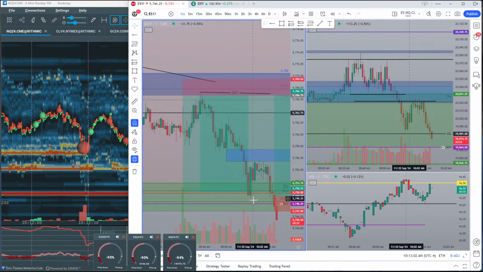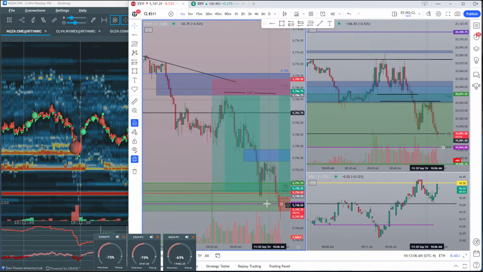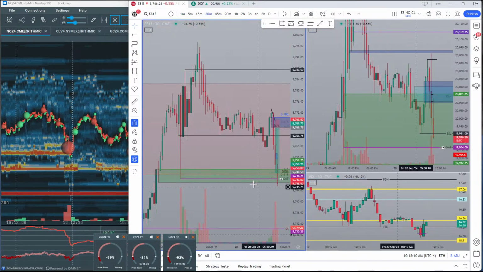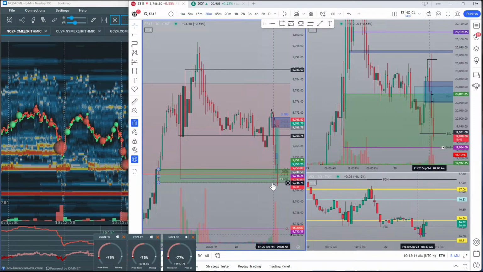Okay, so the SMT was broken. Nice little push lower. People are still expecting to push lower. So now people who were using this demand zone are saying, we're breaking through this demand, let me go short. But we might not get much of a run here.